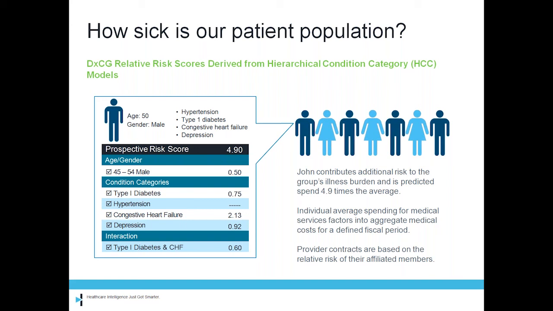To move to the windshield view, you have to have a basis for looking at the population and understanding, well, is it just age and gender? That's a good start. Age and gender is useful, and you can tell a lot by that. But more importantly, what's ailing the individual is key to understanding what is likely to happen on a go-forward basis in terms of resource utilization.